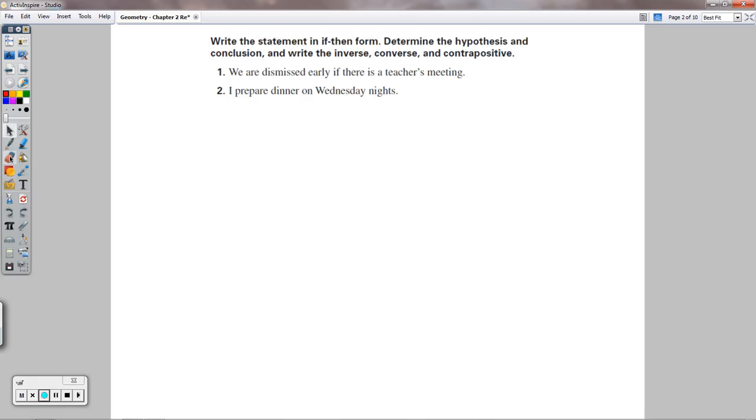I'm going to use red to start. Sure, why not?